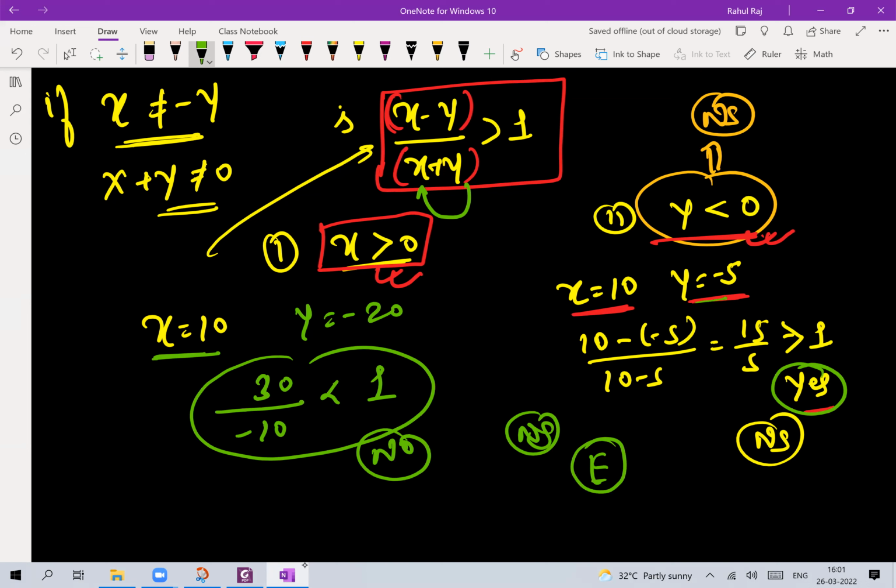When I took x is equal to 10 and y is equal to minus 5, no doubt numerator will add up. It's 15. But my denominator, 10 minus 5 is 5. That is 3, greater than 1. But the moment I have to create a no situation, I should not concentrate on numerator at all. My concentration should be to take a magnitude of y bigger than x. That's it. If I take x is equal to 10, y is equal to minus 20.